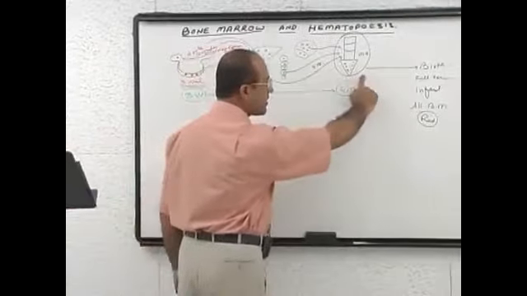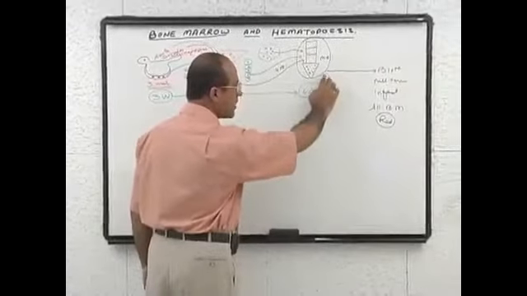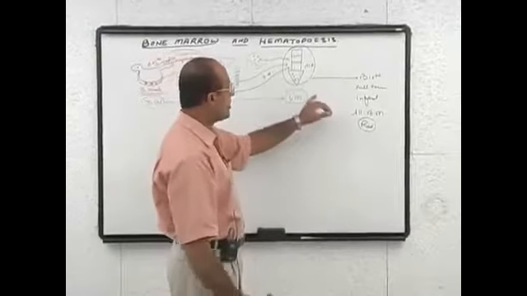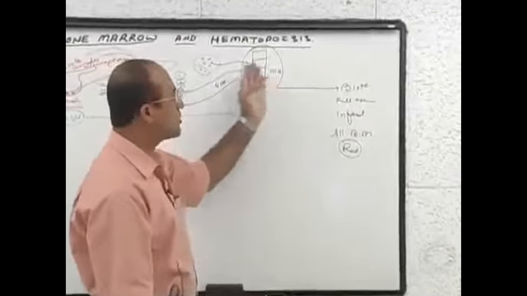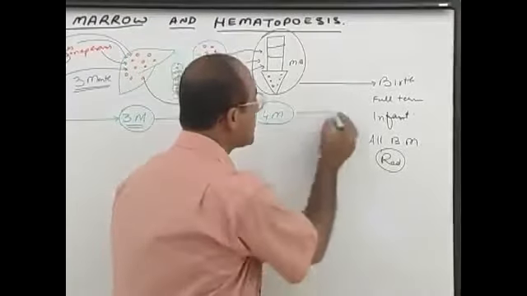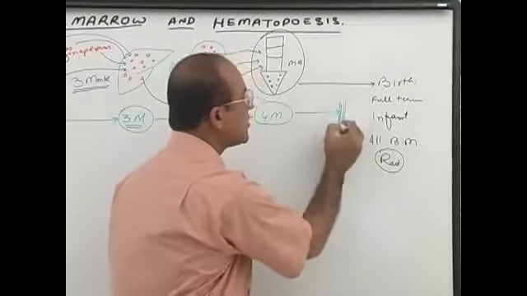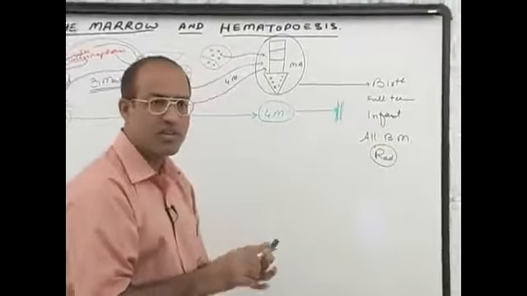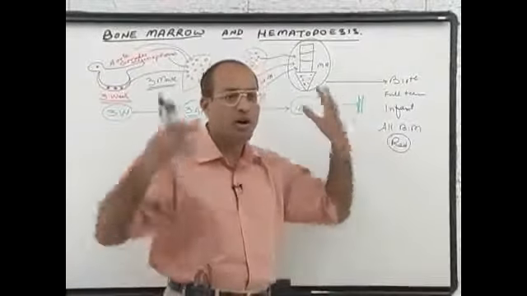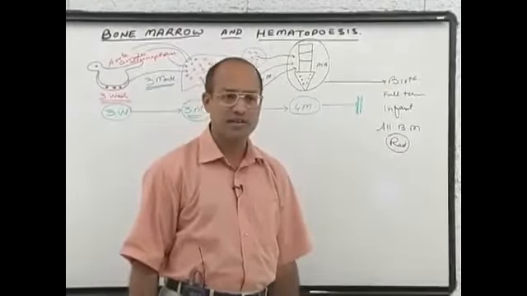Hematopoiesis starts in the bone marrow around the 4th month, and the liver and bone marrow both keep on doing hematopoiesis until just before birth. Then the liver stops hematopoiesis, and hematopoietic function is left only to the bone marrow, and all the bone marrow is red in the newborn.